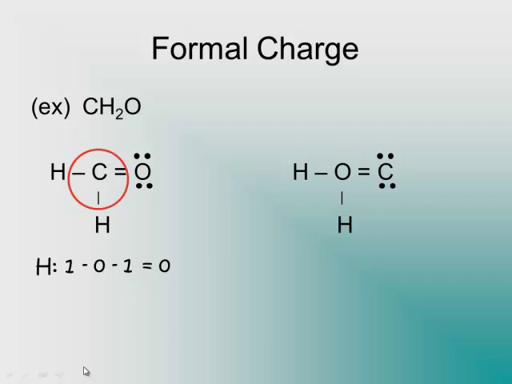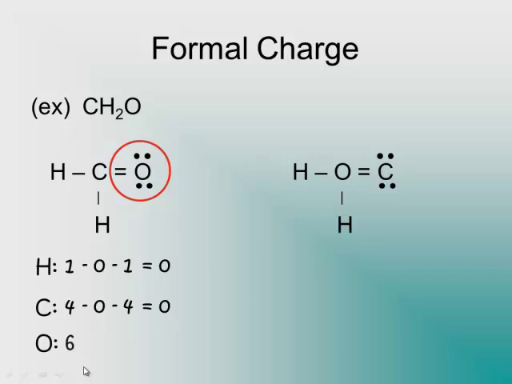For carbon, it has 4 valence electrons, minus 0 non-bonding electrons on that carbon, minus 4 bonds for a formal charge of 0. For this oxygen in the left-hand structure, it has 6 valence electrons, minus 4 non-bonding electrons, that's the 4 dots, minus 2 bonds for another formal charge of 0. That's going to be impossible to beat, all zeros. But for the sake of practice, let's look at the other structure drawn.